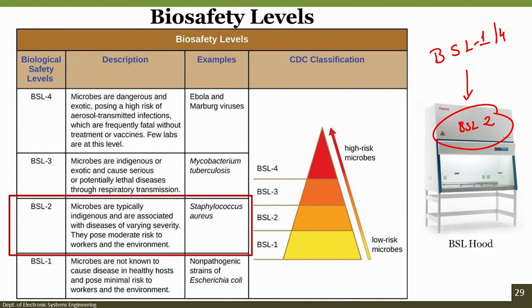BSL 2 covers microbes that are typically indigenous and associated with diseases of varying severity, for example Staphylococcus. If I have BSL 1, then I can use some strains of E. coli, but if I have the tuberculosis bacterium, which is called Mycobacterium, or if I am working with Ebola or Marburg viruses, then I have to go for BSL 3 and BSL 4 accordingly, right. If you want to use tissues, whether it is a heart tissue or a brain tissue, you can use BSL 2.